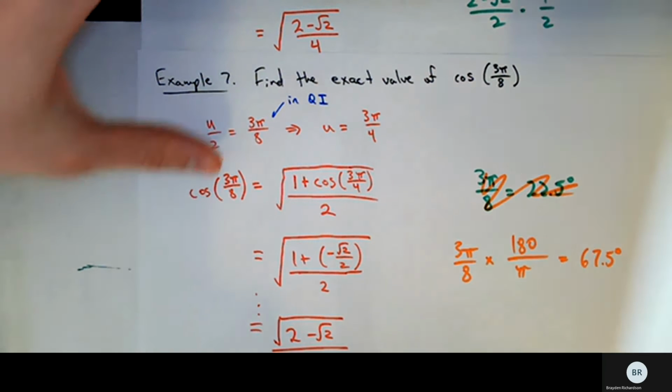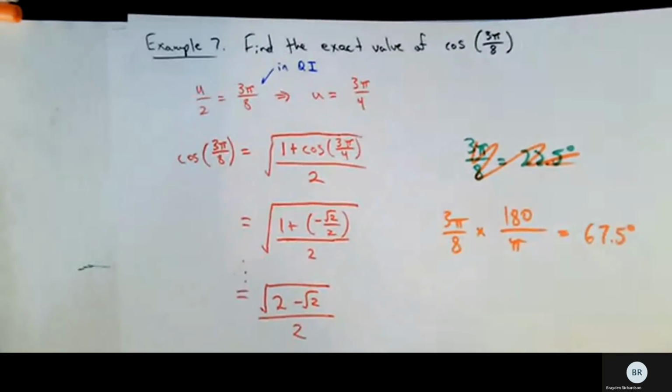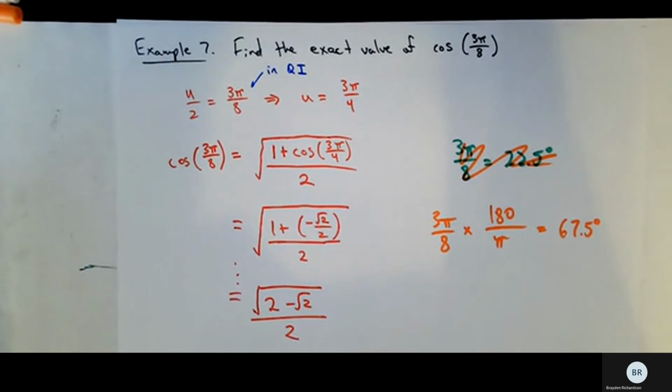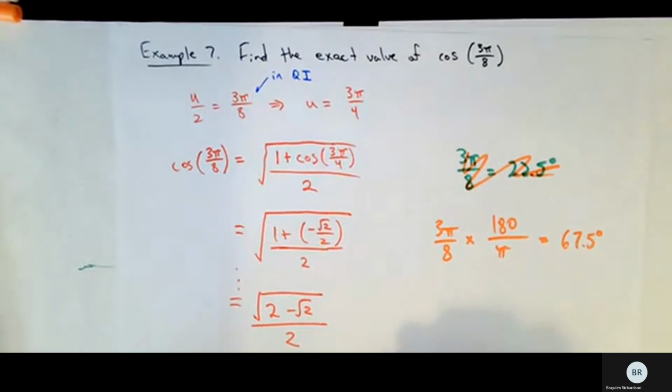Okay. Last example with a, hang on. What have I done back here? I'm having a brain fart. Let me think about this. 3 pi on 8, yeah, it's still in quadrant 1, so it's still positive. Okay, never mind. We're good.